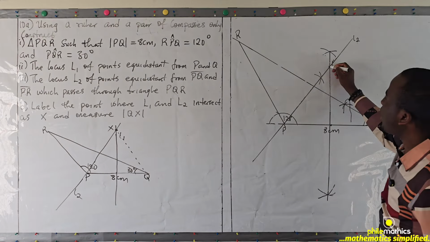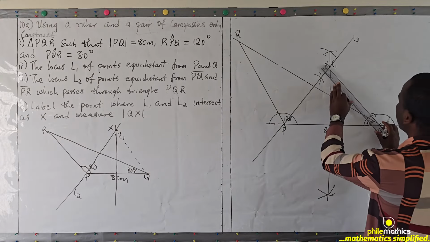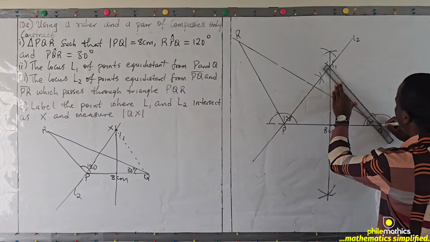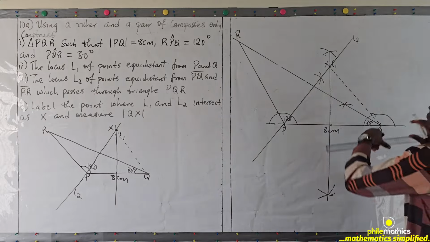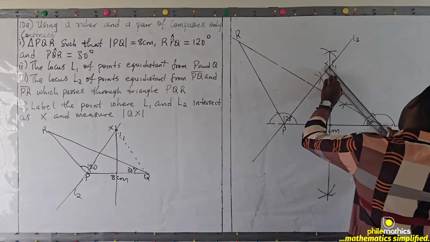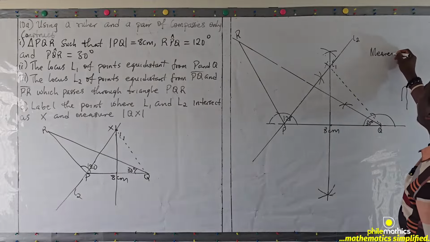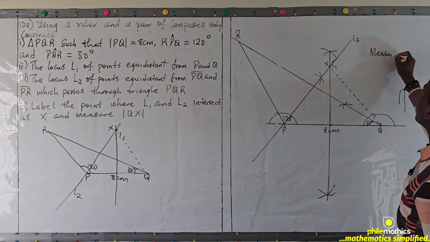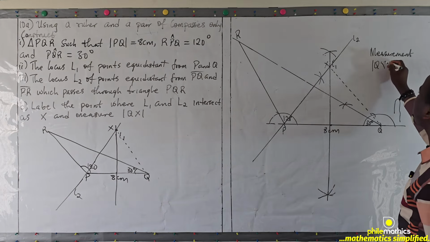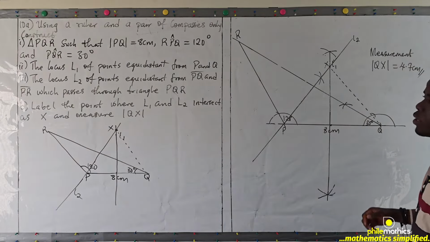And then they say we should label here where they meet as X and then measure QS. So look at what we are measuring. At the end of the day, if we measure this QS, what we have is 4.7. So measurement QS is 4.7 cm. And that's what we are asked to do.